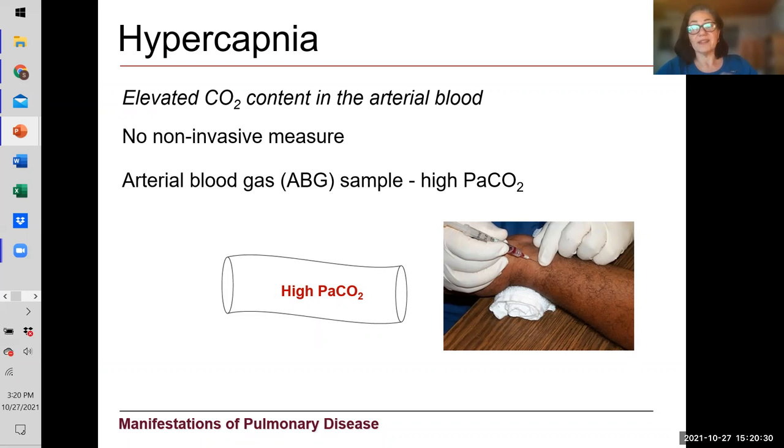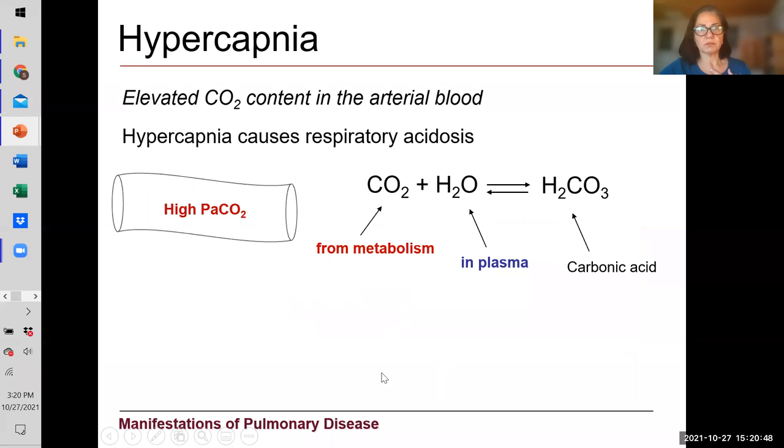We are stuck with just doing the really invasive, going into an artery and getting an arterial blood gas. In this case, we're looking for PaCO2, the partial pressure of carbon dioxide in the arterial blood. And it's the same thing, going into, usually, the radial artery. Okay, and this we can go over finally.